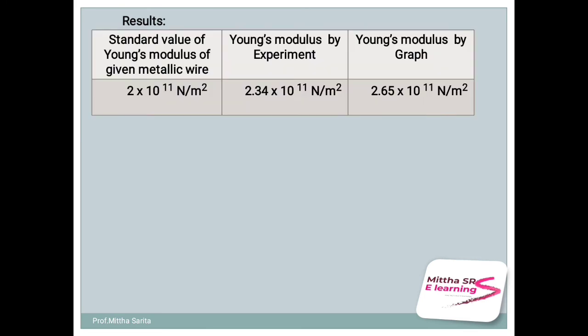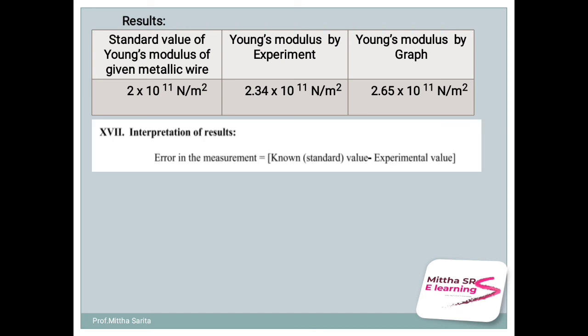The results from this experiment are: the standard value of the Young's modulus of the given metallic wire is 2 into 10 raised to 11 Newton per meter square, while the Young's modulus by experiment is 2.34 into 10 raised to 11 Newton per meter square, and the Young's modulus by graph is 2.65 into 10 raised to 11 Newton per meter square.